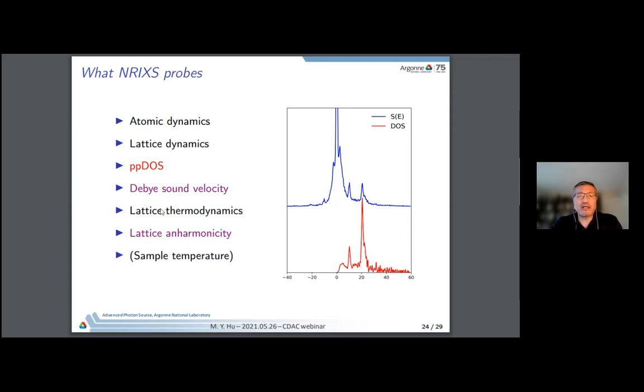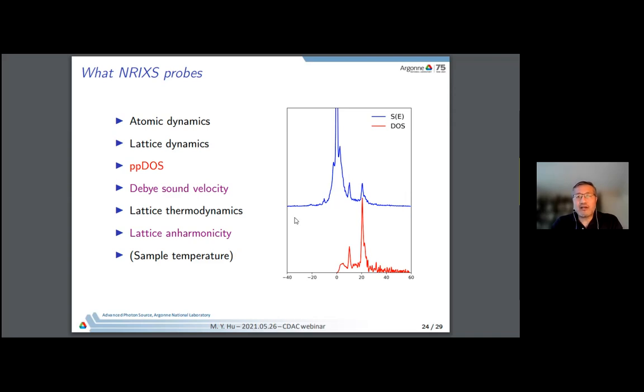And then, of course, lattice thermodynamics. Once you have the density of states, that's pretty much all you want to know about this system. So there are all kinds of thermodynamic quantities, but again, this is only the phonons and the sublattice of iron atoms. And then you can also probe lattice anharmonicity, which basically probes the atomic potential experienced by these isotopes.